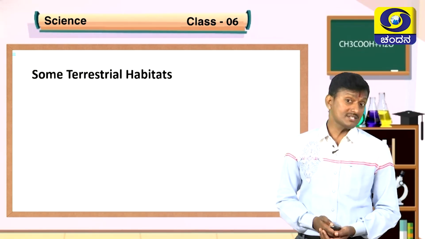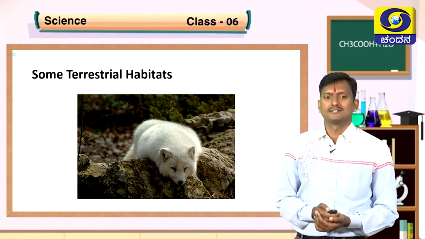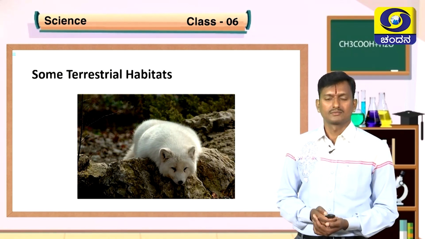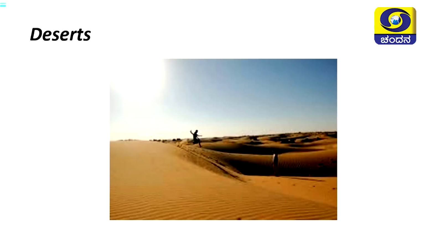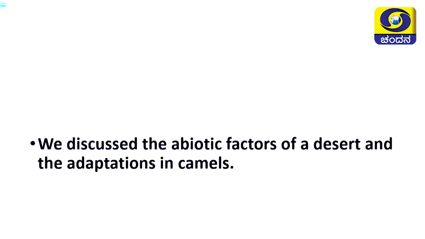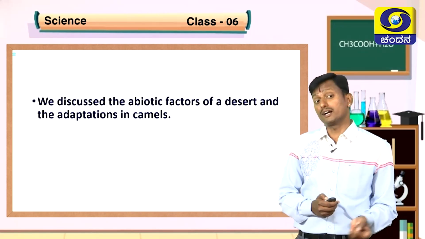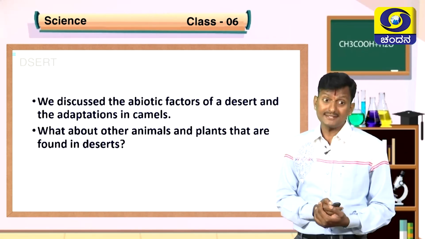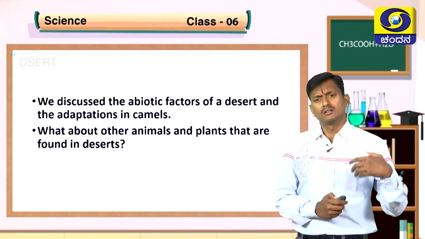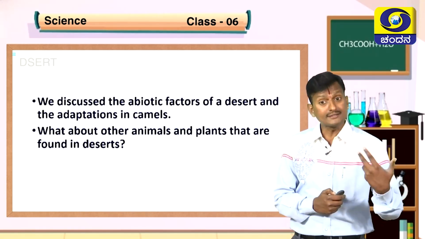Now, some terrestrial habitats. See here, a fox is sleeping on a rock. Deserts are full of sand with a hot sun. We discussed the abiotic factors of a desert and adaptations in camels. Okay. Other animals and plants are found in deserts too. You know that there are not only camels living in a desert, but also a variety of animals and plants.